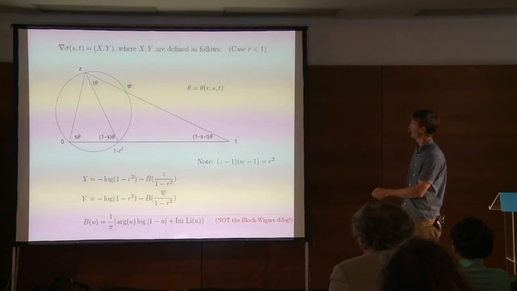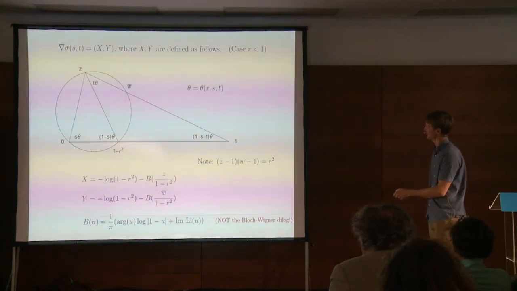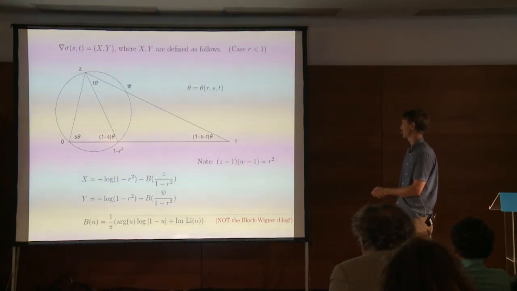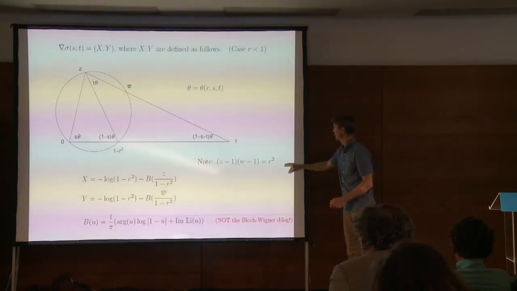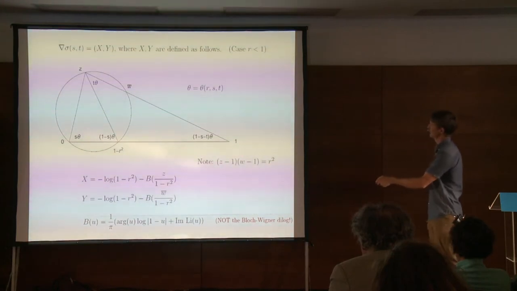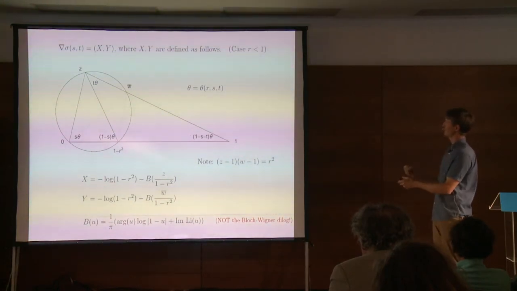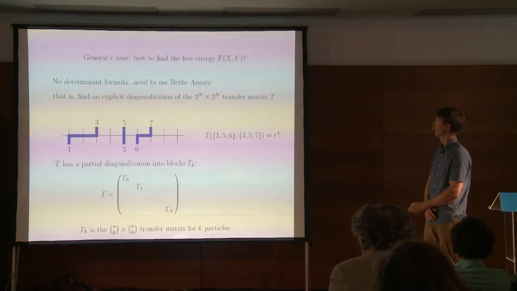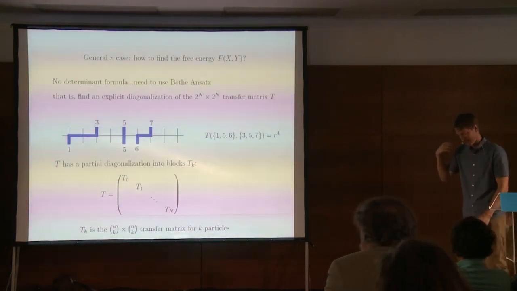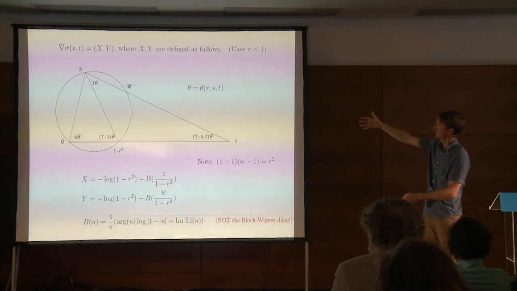Oh, and by the way, z and w, right, I haven't told you what w is. I didn't tell you what it was before either, but it's been hanging around on the slides. And this is a mistake. This is supposed to be r squared times z times w. But anyway, there's some algebraic equation relating z and w and r. Okay, well, this was sort of the answer.